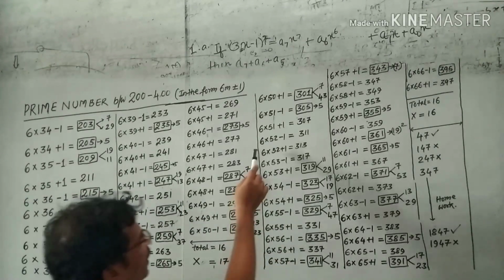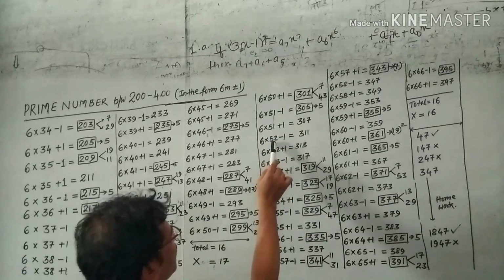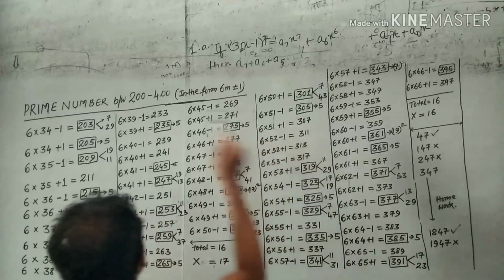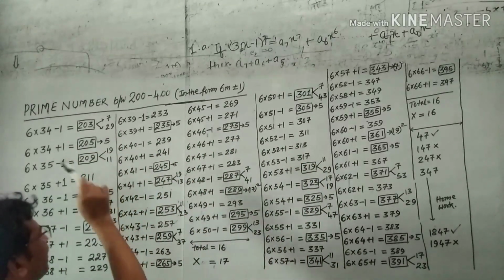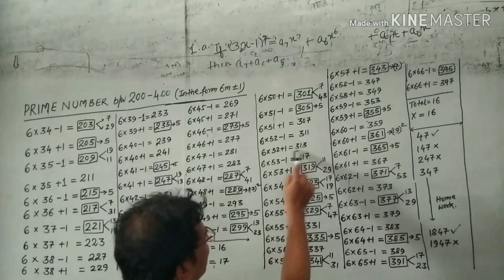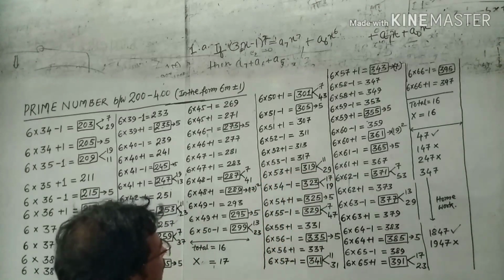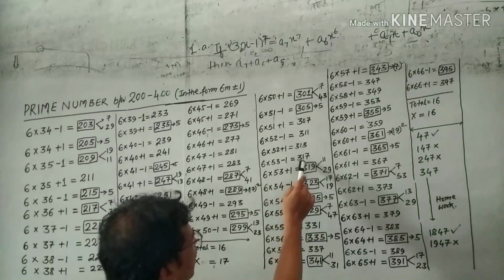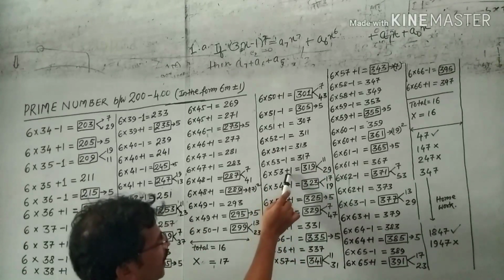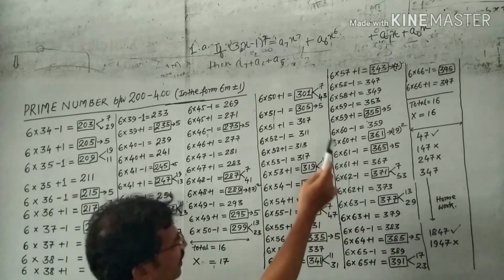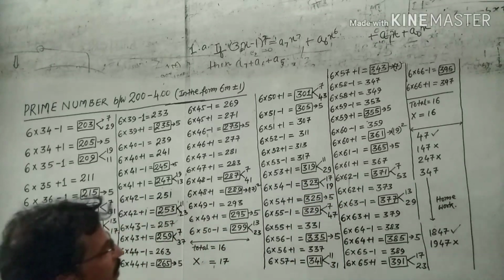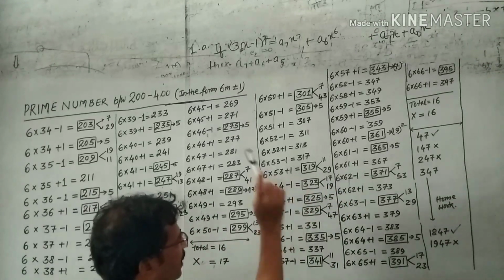Now again you see 6 into 52 minus 1, 311. It is a prime number. Similarly, there was 211, it was a prime number. 6 into 52 plus 1, 313. It is a prime number. 6 into 53 minus 1, that is 317. It is a prime number. 6 into 53 plus 1, that is 319, having factors 11 and 29. So it is not a prime number.